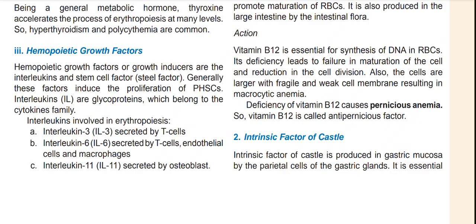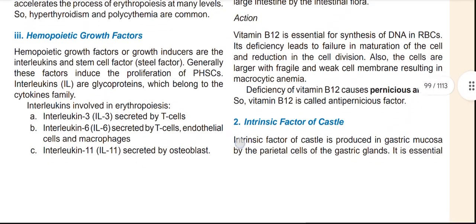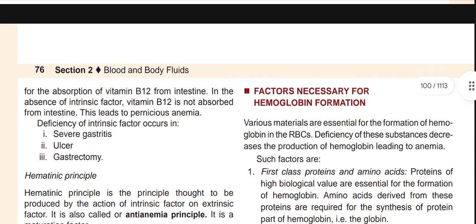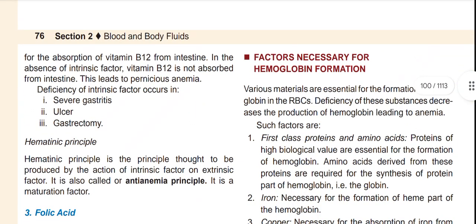That is vitamin B12. Now, intrinsic factor of Castle. Intrinsic factor of Castle is produced by the parietal cells of the gastric glands in the gastric mucosa. It is essential for the absorption of vitamin B12 from intestine. In the absence of intrinsic factor, vitamin B12 is not absorbed from the intestine. This leads to pernicious anemia. Deficiency of intrinsic factor occurs in severe gastritis, ulcer, and gastrectomy.